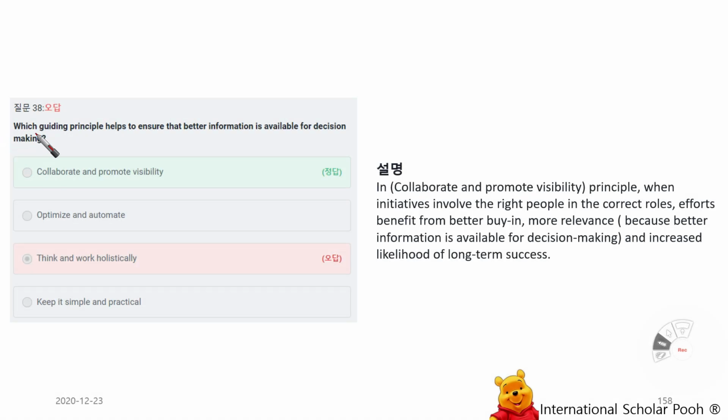Which guiding principle helps to ensure that better information is available for decision making? Collaborate and promote visibility. In the collaborate and promote visibility principle, when initiatives involve the right people in the correct roles, efforts benefit from better buy-in, more relevance, because better information is available for decision making, and an increased likelihood of long-term success.